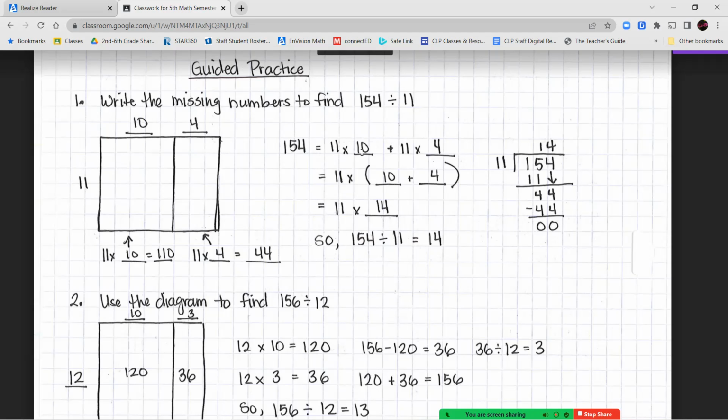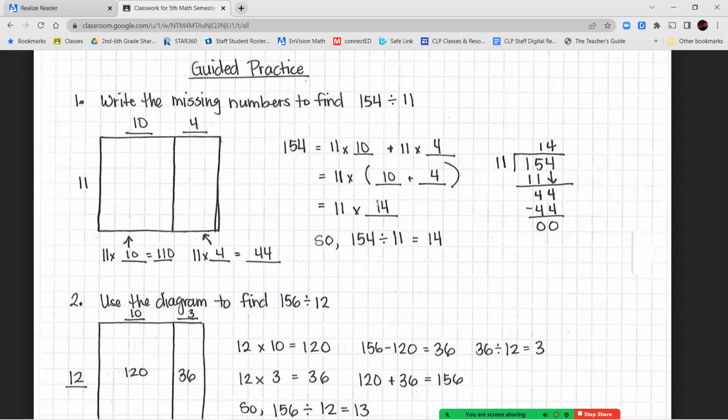So first I did the 11 times 10 plus the 11 times 4. Then I used my properties to group these together. So 11 times the sum of 10 plus 4, which is 11 times 14. And that gave me 154. So 154 divided by 11 gave me 14. I did long division to double check my work.